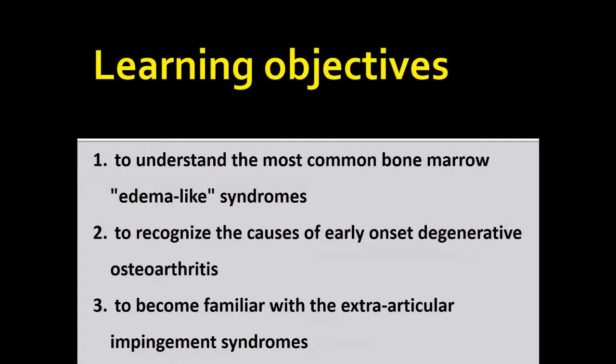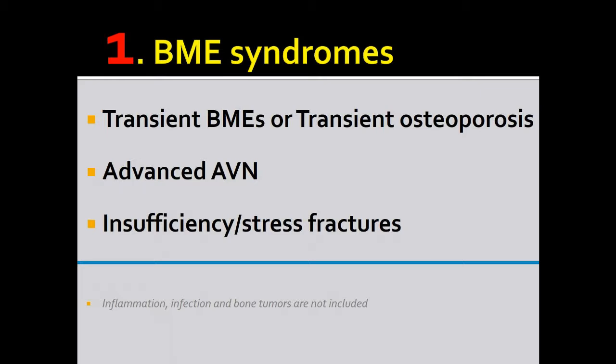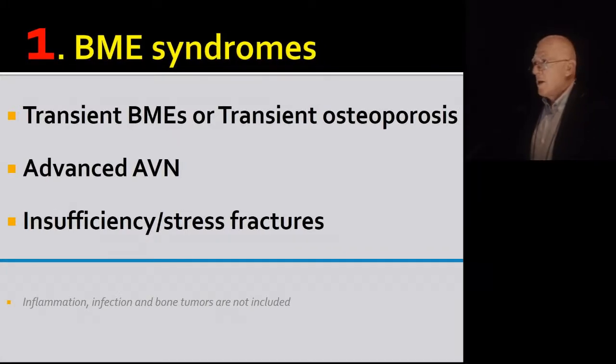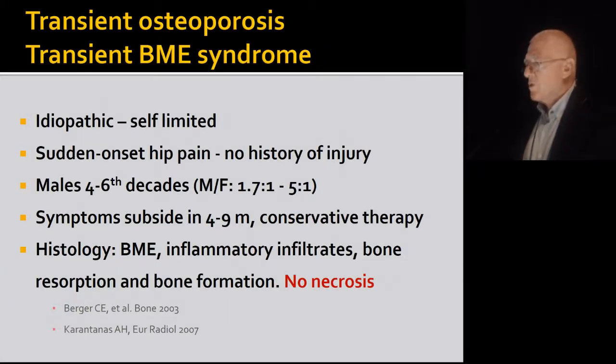So the bone marrow edema syndromes include the well-known transient osteoporosis or transient bone marrow edema syndrome. It's the same thing. The advanced avascular necrosis, which is related to bone marrow edema, and the stress fractures. The edema, which is associated with inflammation, infection, and neoplasia, will not be discussed today because we don't have much time.